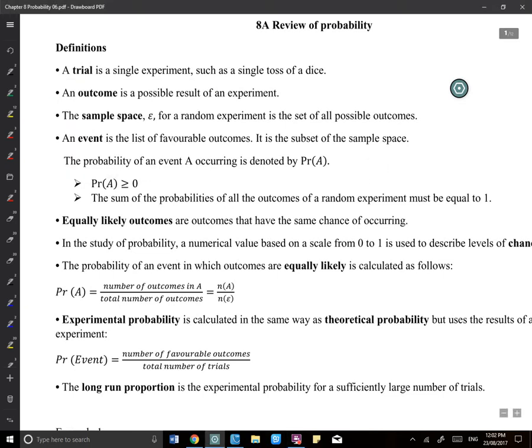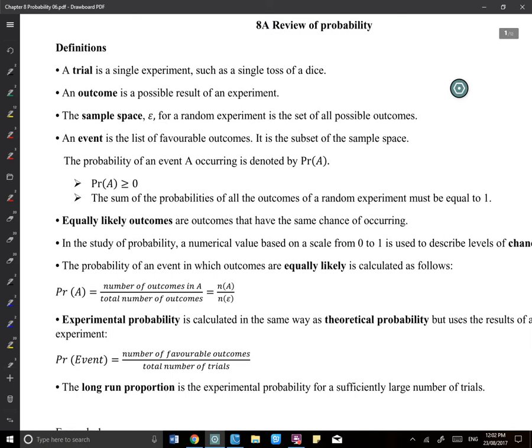Okay, some revision, some definitions for probability. I'll just quickly go through that and give you an example. A trial is a single experiment, such as a toss of a coin or a toss of a dice. You can just say you do something and observe the result. You observe the outcomes. That's called a trial.